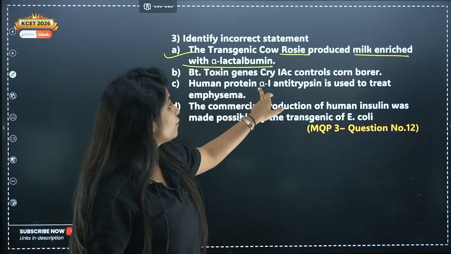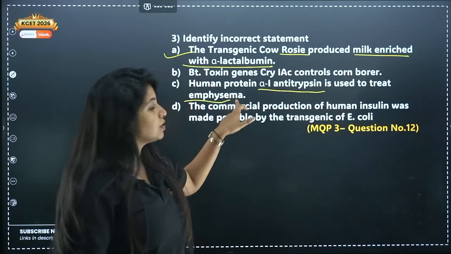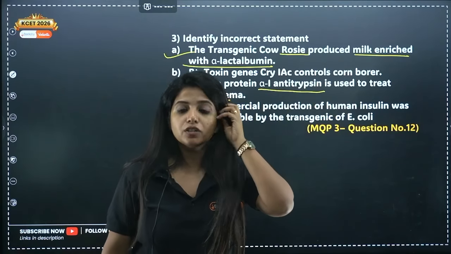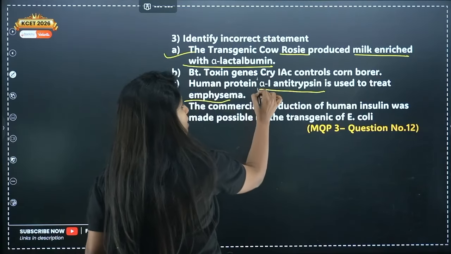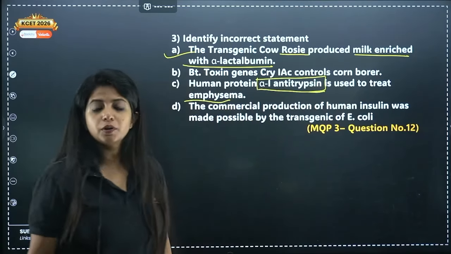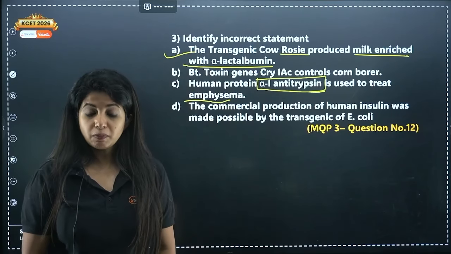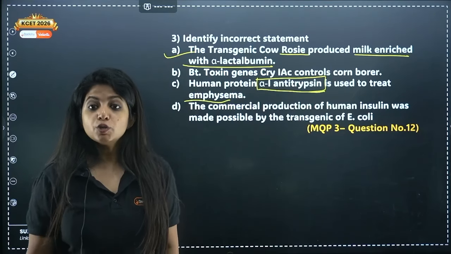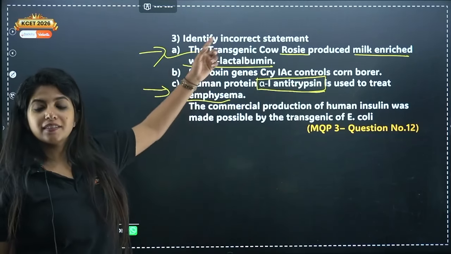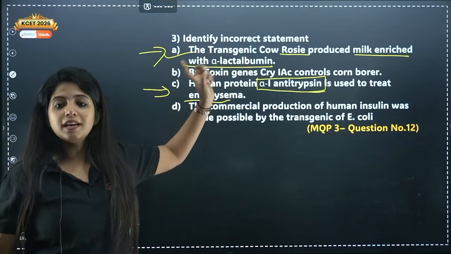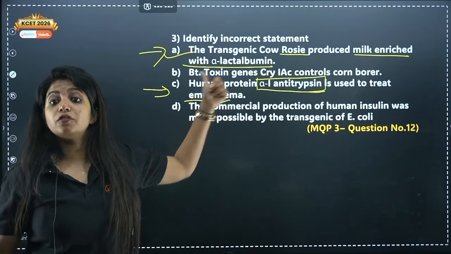The human protein alpha-1 antitrypsin is used to treat emphysema. Emphysema is a respiratory disorder, and is alpha-1 antitrypsin used to treat emphysema? The answer is yes. But how do we produce it? It is produced in the human body. Can we make animals produce it? Yes. So this is also an example of transgenic animals producing our protein. One is the cow Rosie producing alpha-lactalbumin. Here it is alpha-1 antitrypsin for treatment of emphysema.